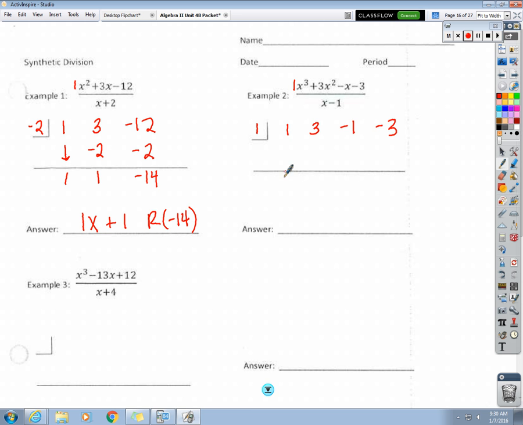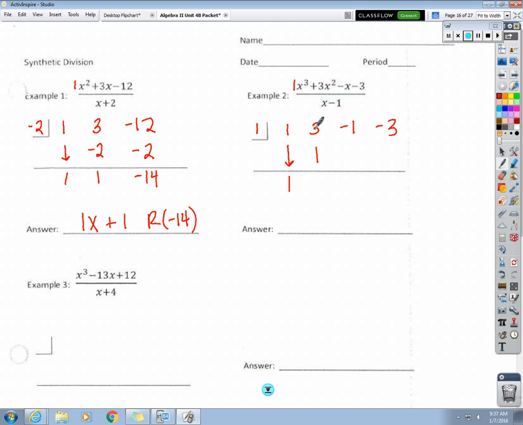Okay, now let's try this one. So what do we do first? Once you have it set up, the first number always just drops straight down to the bottom. Then you start the process of multiplying whatever's on the bottom by your box number. So what's 1 times 1? 1.